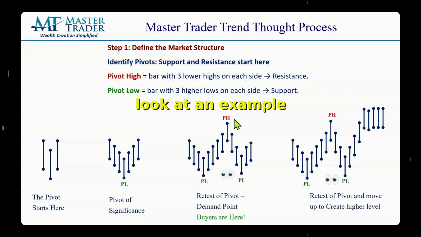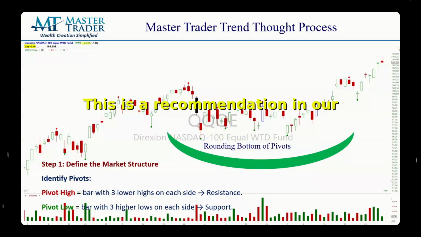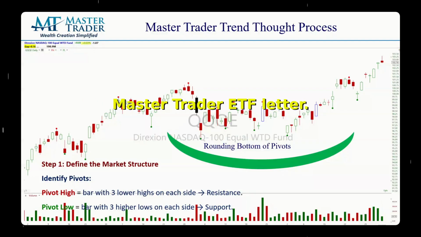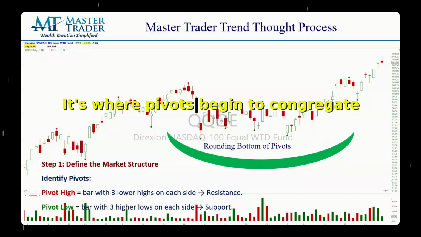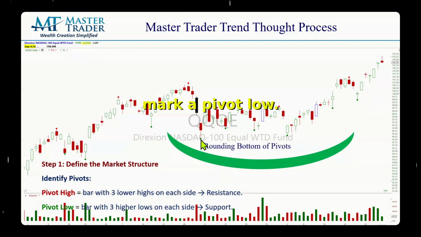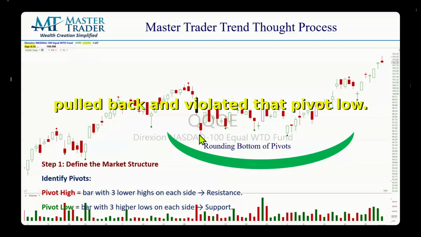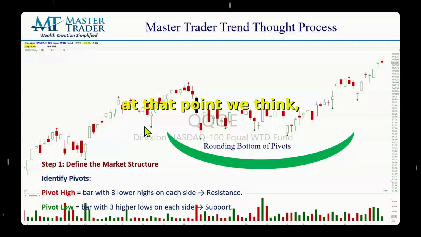So let's look at an example. So here we've got the equal weighted NASDAQ 100. This is a recommendation in Master Trader ETF letter. And we picked this, you may have noticed, because of the few stocks moving the markets and a lot of underperformers. And this began to shape up and create a rounding bottom. What's a rounding bottom? It's where pivots begin to congregate and then begin to make higher lows. And you can see these green dots there mark a pivot low, and up above there was a pivot high. As it pulled back and violated that pivot low, at that point we think maybe it can go.